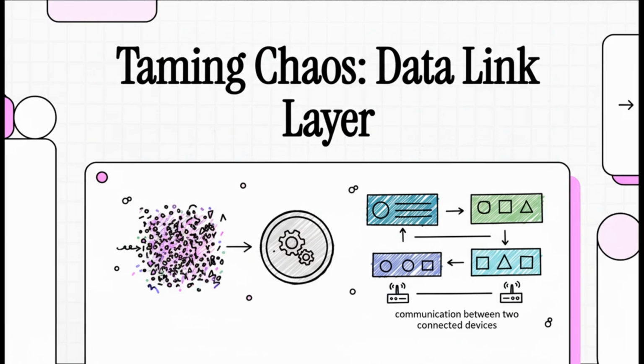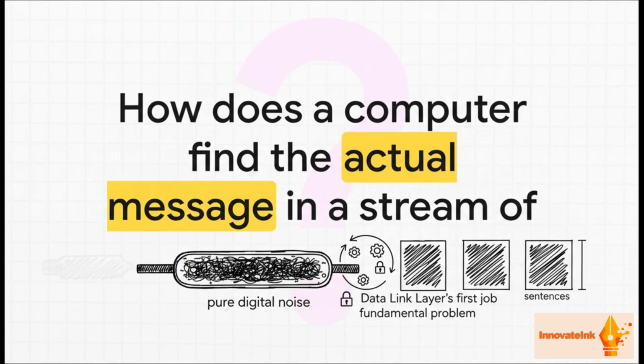Welcome to The Explainer. You ever stop and think about how your computer makes any sense of the absolute storm of raw data flying through a cable? Well, today we're pulling back the curtain on the data link layer. It's the unsung hero that turns all that digital noise into the clear, reliable communication we just expect to work every single day. I mean, seriously, look at this.